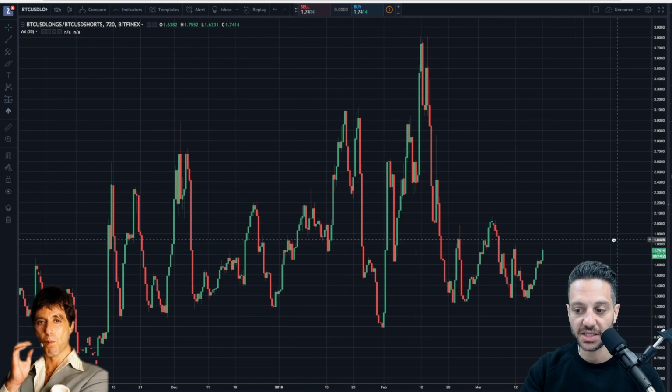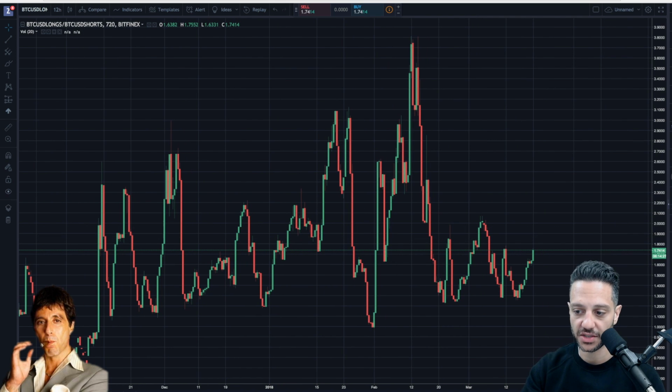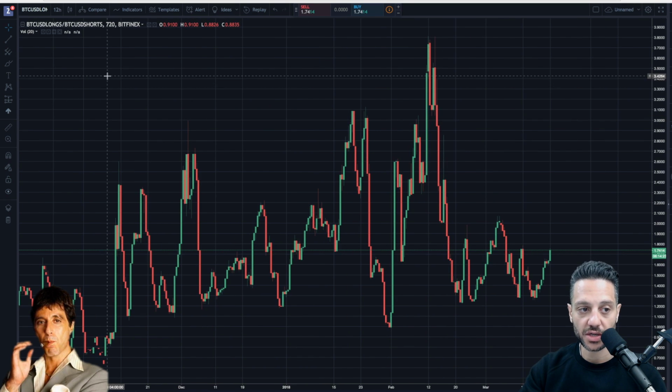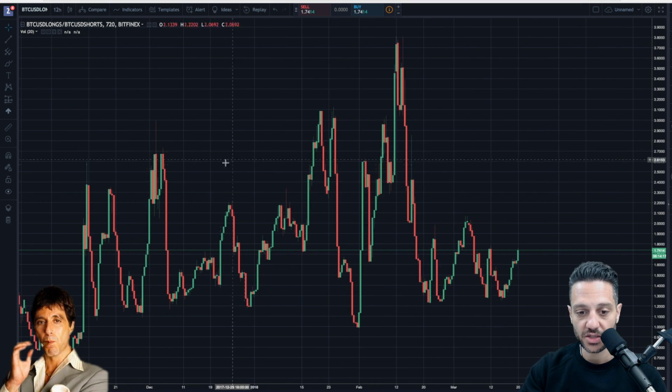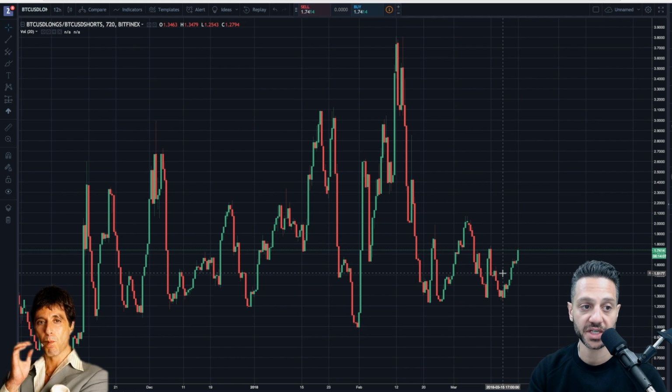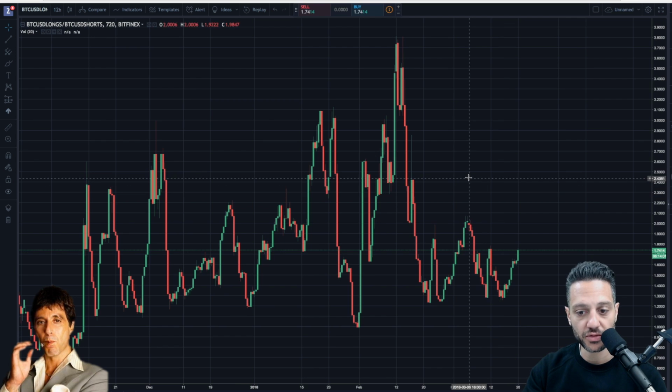This is not a price-based chart. If you look on the right, this is a ratio, right? This chart shows you the long contracts divided by the short contracts on Bitfinex. So the higher this is, the more longs there are in comparison to shorts. The lower this is, the fewer longs there are in comparison to shorts. And a long is exactly the opposite of a short. It's basically buying Bitcoin or any security with the expectation that it will rally in the near future.